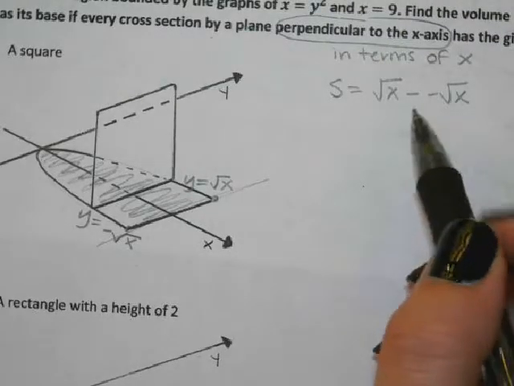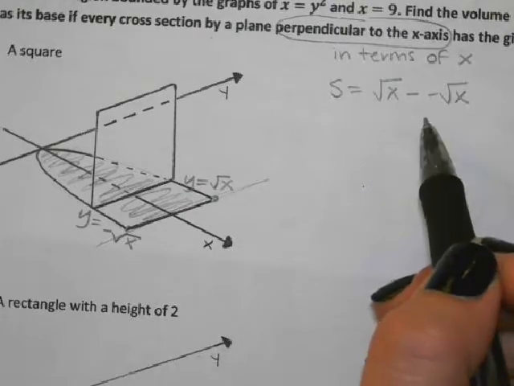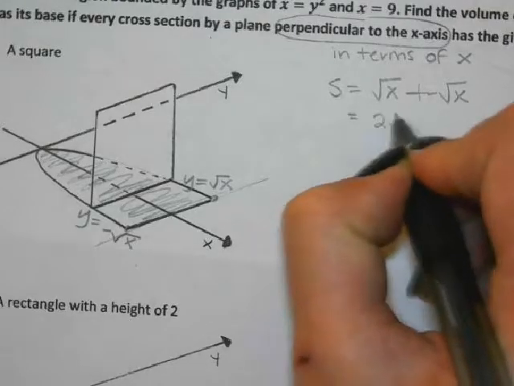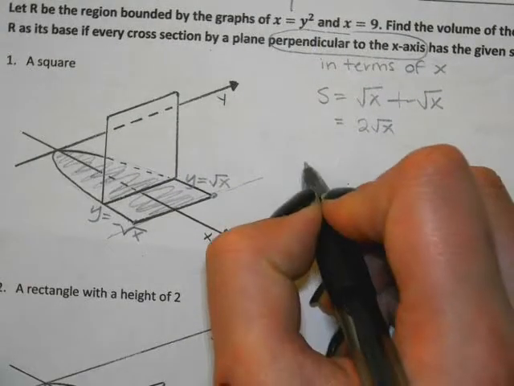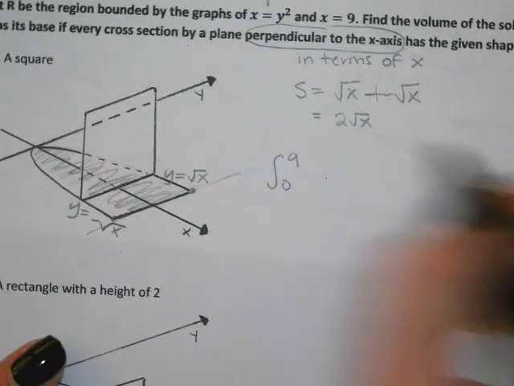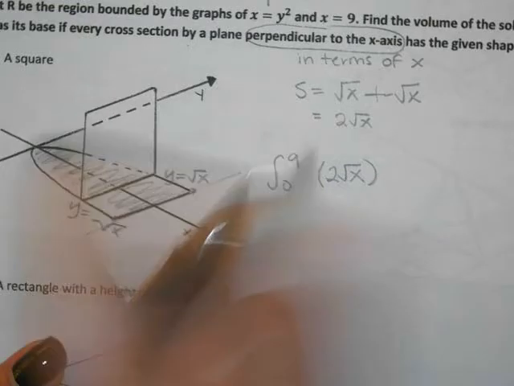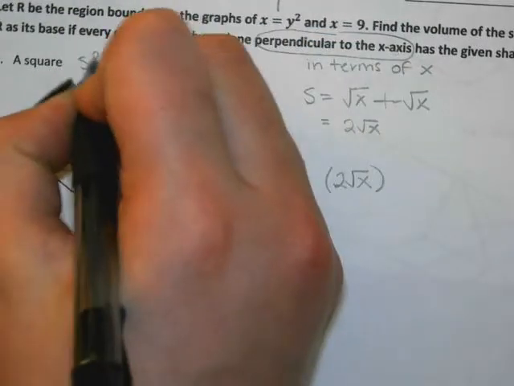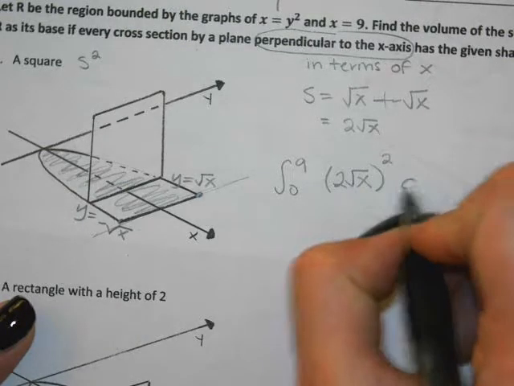Because it's two sides of the parabola. So square root x minus negative square root x is what? 2 square root x. Okay, so this is 2 square root x. All right, let's go ahead and set up the first one. So we have the integral from 0 to 9. We know that our top minus bottom is 2 square roots of x. And what's the formula for a square? S squared. So here's my s. I'm doing s squared dx.